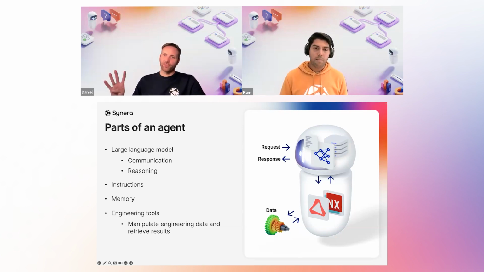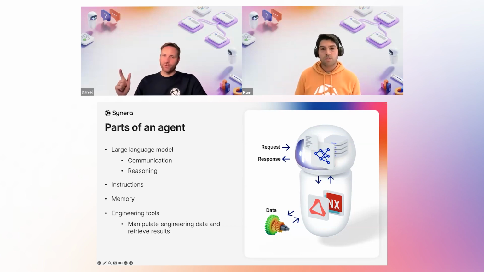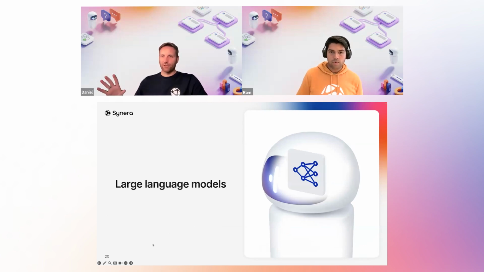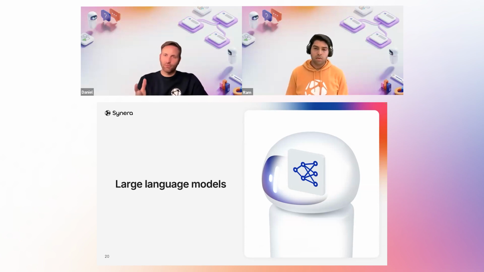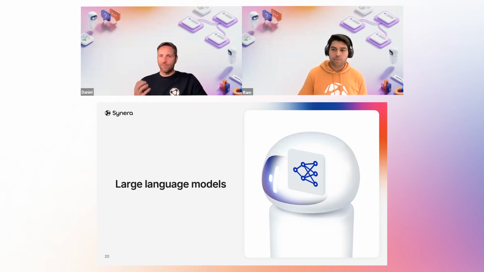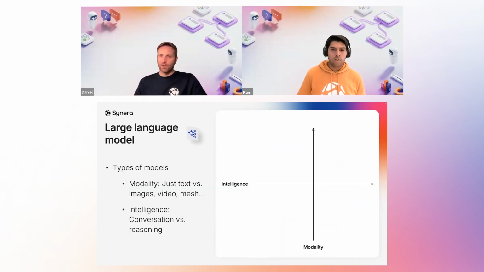Cool. So to sum it up, we need four ingredients: a brain, the large language model, instructions, memory, and access to tools. And to give you more details, we want to cover all of these in more depth. So let's start with the brain, the large language model. You probably have heard of a lot of different large language models, probably the most famous one, OpenAI's ChatGPT 4.0, or Claude. But they're all different and they all have strengths and weaknesses. So it's really important to select the right brain for your agent. And Ram has great insights on how to find the right brain for your agent.